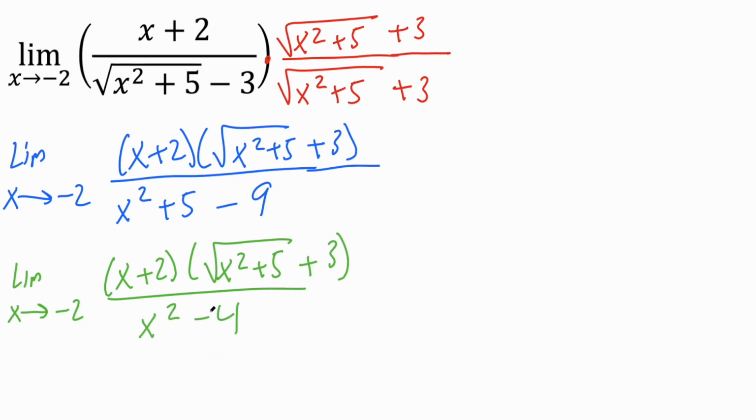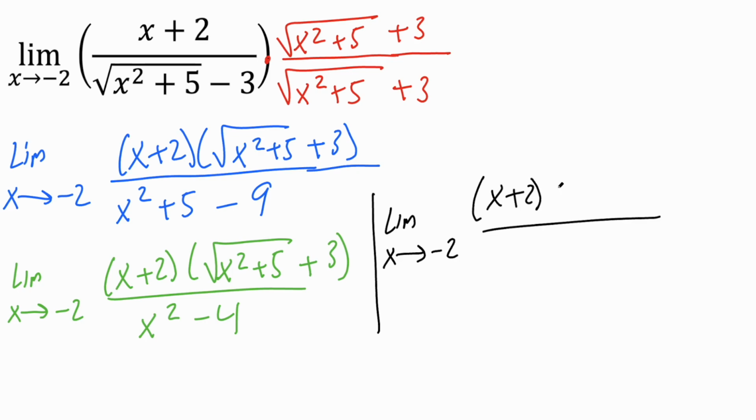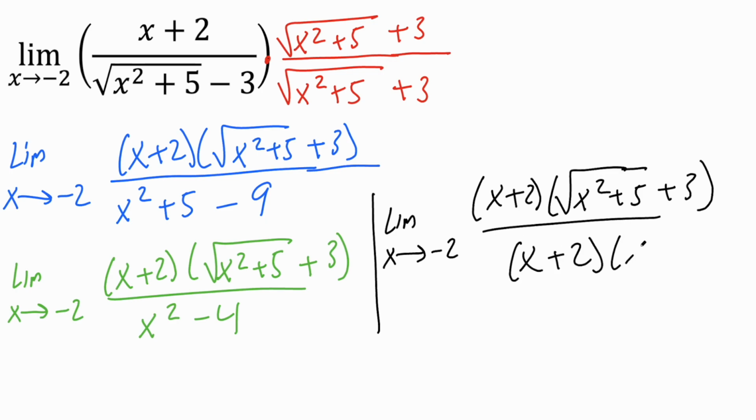Next, we're going to factor this piece out. And so we get the limit as x approaches -2. Again, the top doesn't change. We got x plus 2 times the square root of x squared plus 5. Outside there's a plus 3. Divided by, we're going to change it to x plus 2 and x minus 2. And we notice we have an x plus 2 here and x plus 2 here, so we can cancel it.